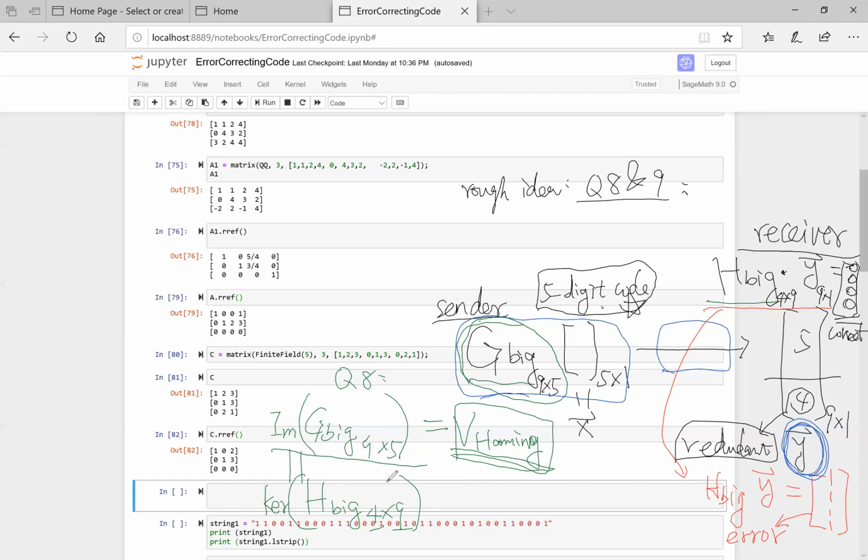All right, the H big in our project is called a parity check matrix. So basically, you want the kernel of the parity check matrix to be the same as the image of your generating matrix. Okay, does that make sense?